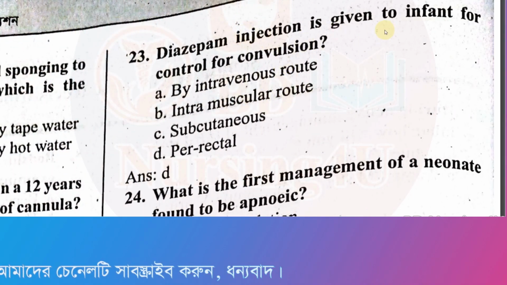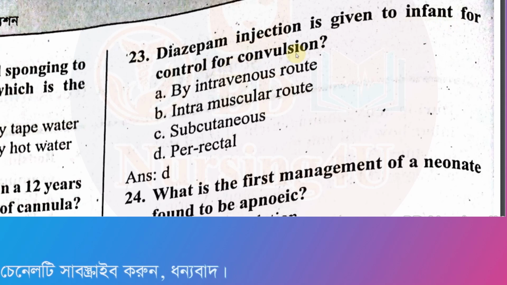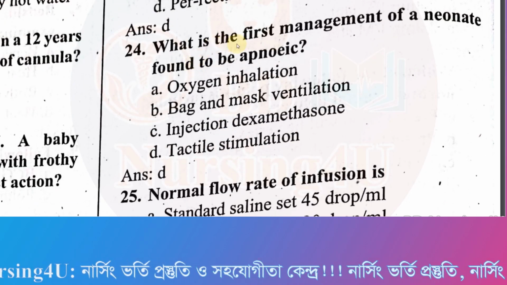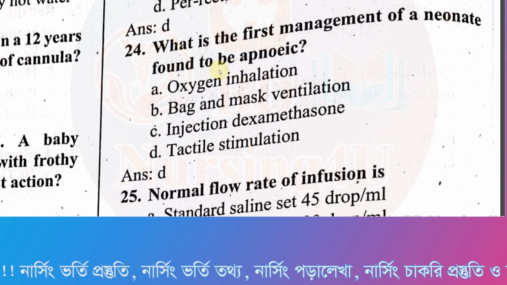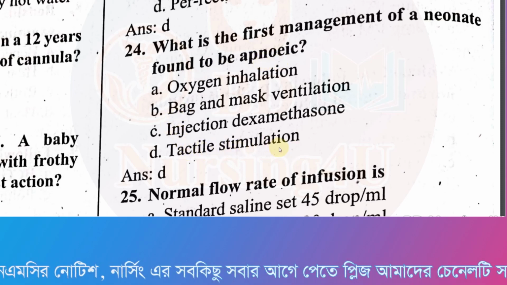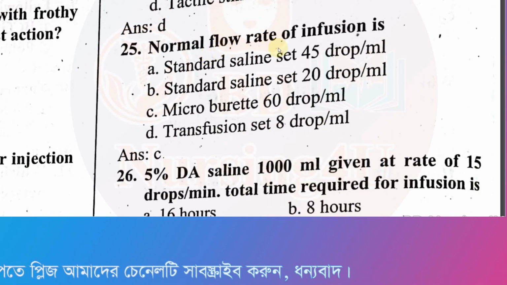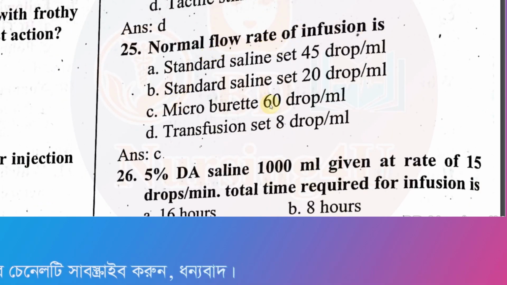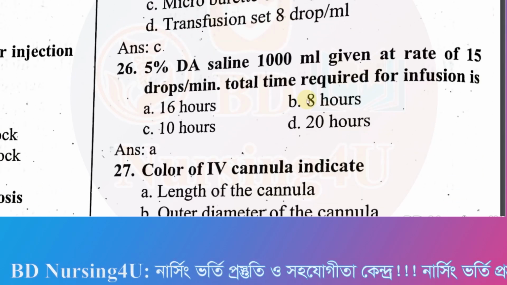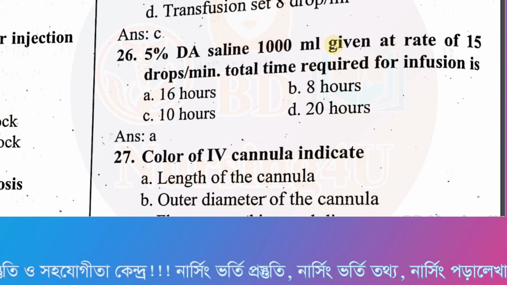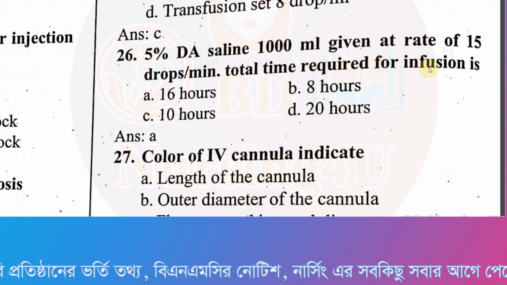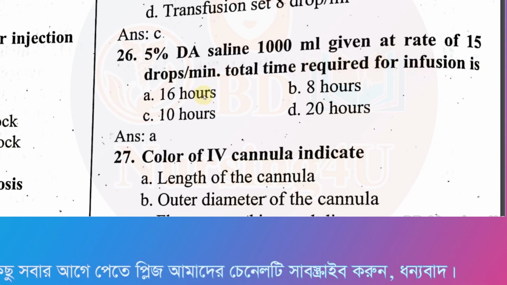Diazepam injection is given to infant for control of convulsion per rectal. What is the first management of a neonate found to be apnoeic? Tactile stimulation. Normal flow rate of infusion is microburette 60 drops per ml. 5% D-saline 1000 ml given at the rate of 15 drops per minute. Total time required for infusion is 60 hours.